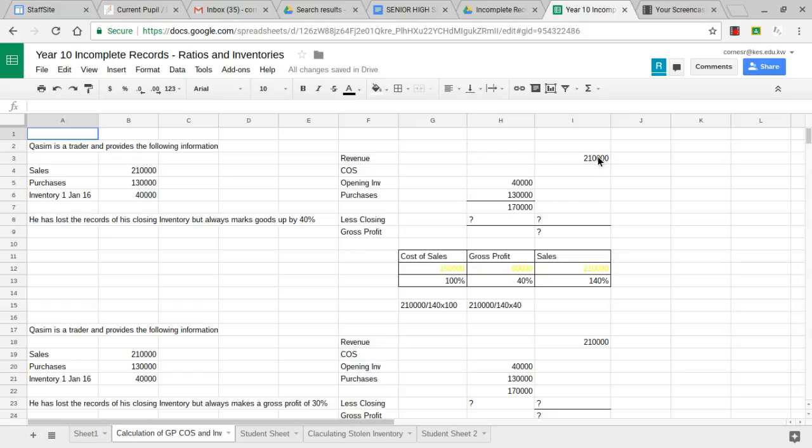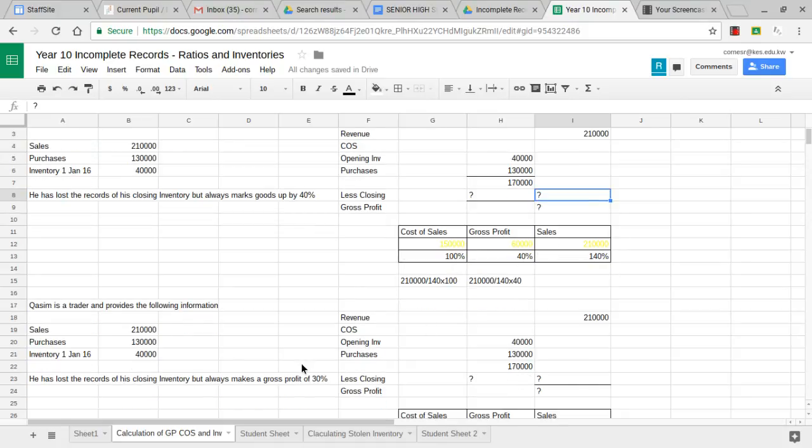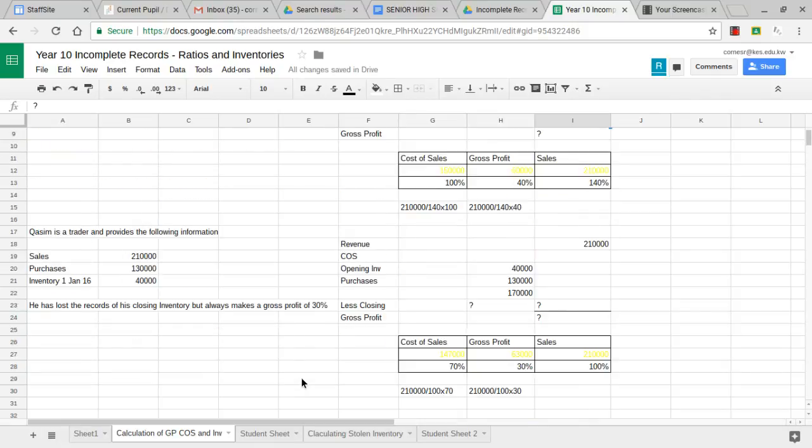So at the moment, in our income statement, we know what our revenue is. We know our opening inventory because he must have known it for last year's accounts. We know our purchases because we can go through all the invoices and find out what's been purchased, but we don't know any of this information. But fortunately, because Cassim always uses a markup, we can use a grid to work out both what his gross profit should be and what his cost of sales should be. And I've got a similar grid down here for doing a gross profit margin question on similar lines.